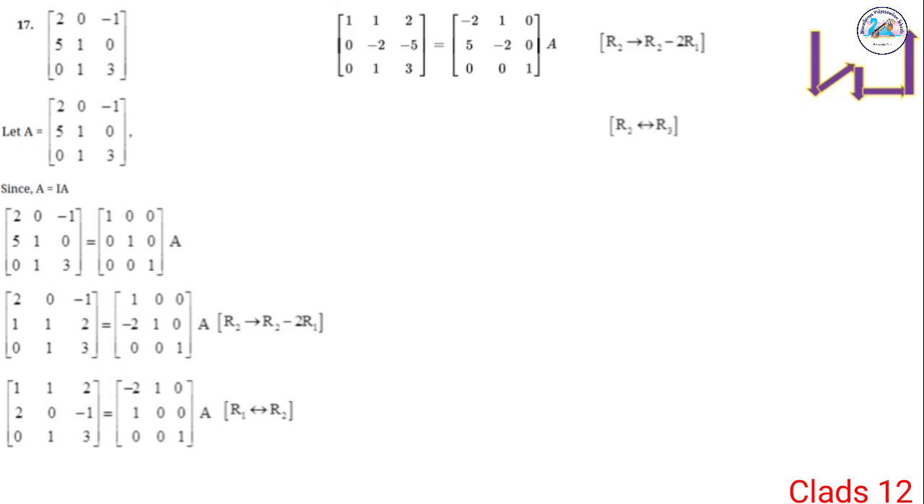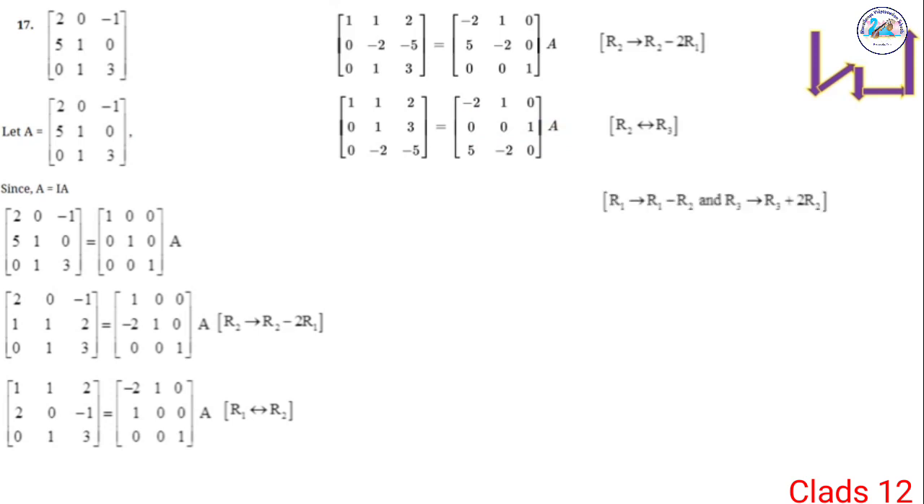Next we have to interchange R2 and R3, because here 1 is there. So instead of doing calculation on this part, we can easily bring this 1 to the R2 side. That's what we have done here, a little bit of common sense, that's all. After doing that, R2 and R3 will be interchanged. R1 remains the same, 1, 1, 2. R2 comes here as R3, 0, minus 2, minus 5, and R3, 0, 1, 3 comes here as R2. Here also the same transformation: minus 2, 1, 0 remains the same, and 5, minus 2, 0 comes here as R3, and 0, 0, 1 comes here as R2, into A.